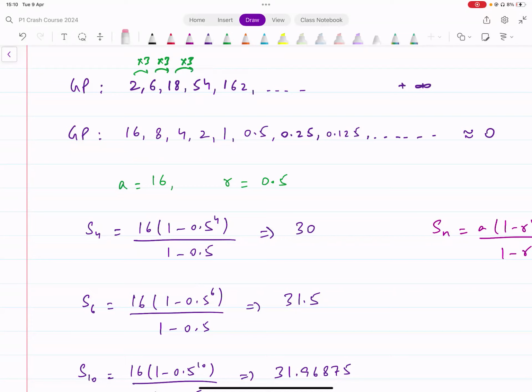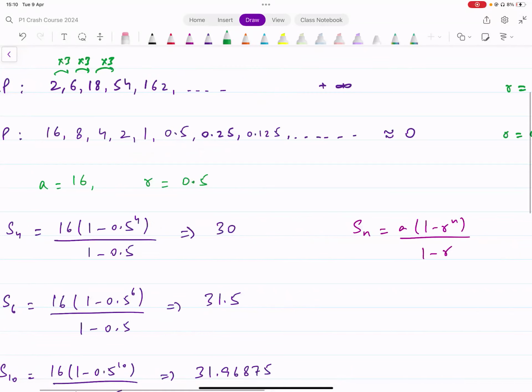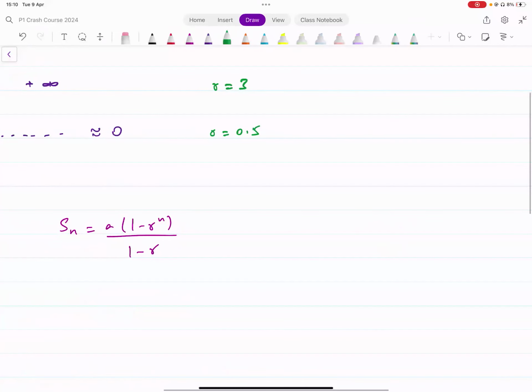So how do you know if the values are going to become smaller and smaller or larger and larger? Think of the ratio. In the first case, the ratio was 3. In the second case, the ratio was 0.5. When you multiply something by 3, the number becomes larger. When you multiply something by 0.5, the number becomes smaller. When does the number become smaller?